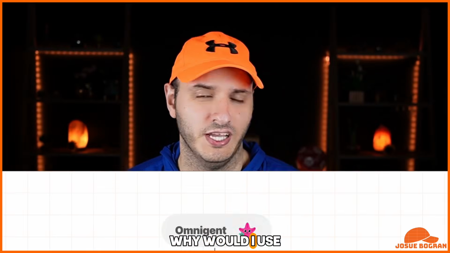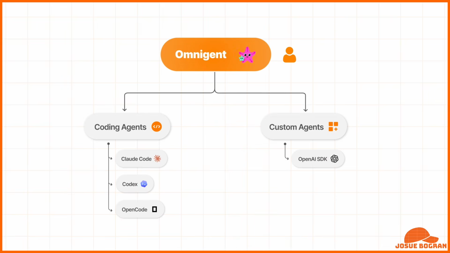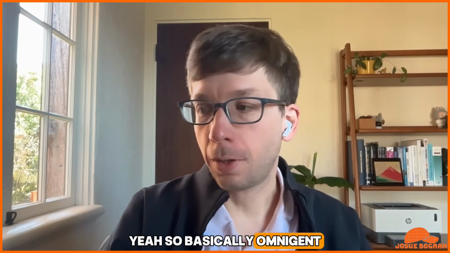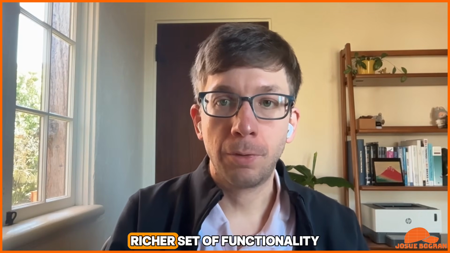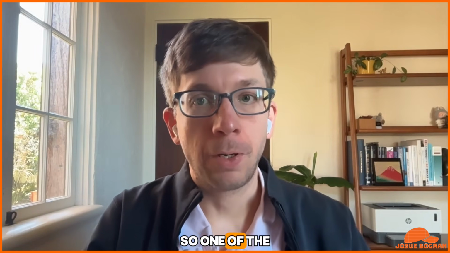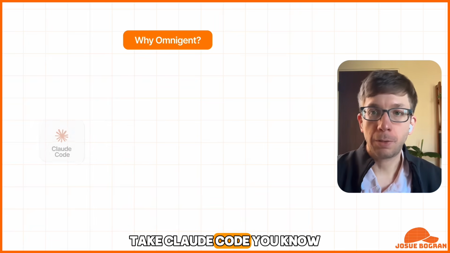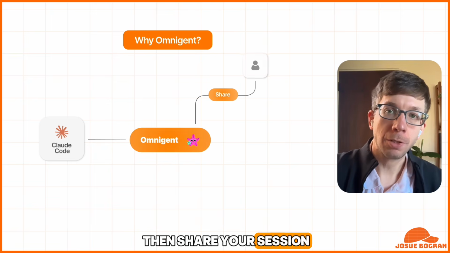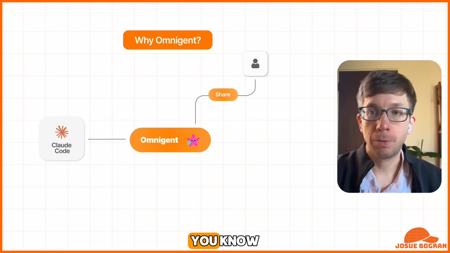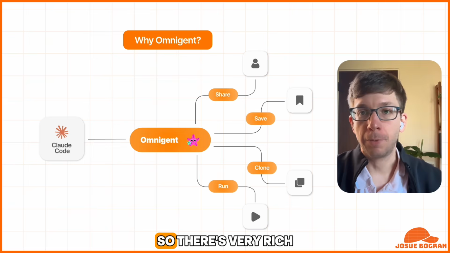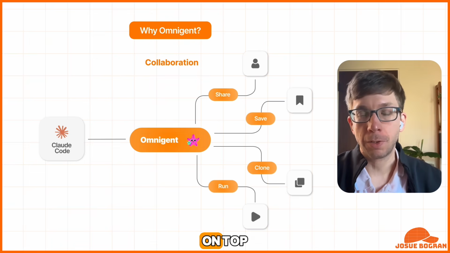Why would I use something like Omnigent instead of using Claude Code or Codex directly? Yeah, so basically Omnigent can give you a richer set of functionality on top of Claude Code. So one of the things you can do with it is you can take Claude Code, work with it, but then share your session with another person, save it for later use, like let them clone it and run it themselves. So there are very rich collaboration features on top.